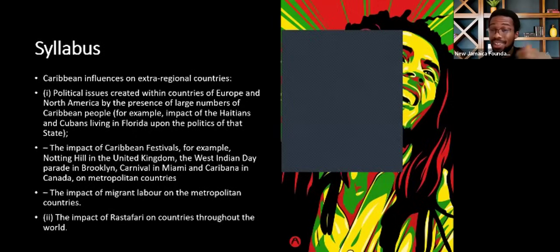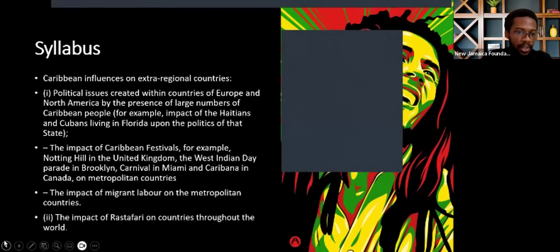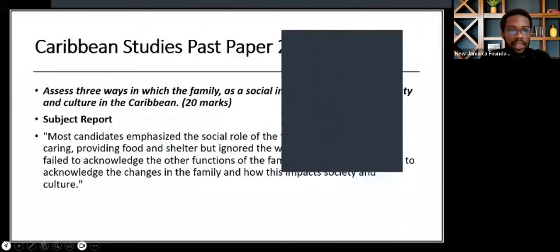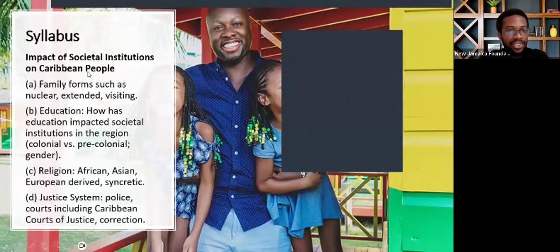As you noted earlier with the intellectual tradition, they explicitly mentioned Marx. So then you can bring in Marx. In this aspect of the syllabus, that's not so much of a focus. If you look back at the overview where it said, the impact of societal institutions on the Caribbean people, so family forms such as nuclear, extended, visiting.